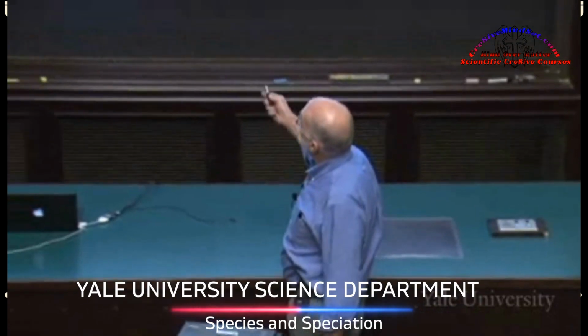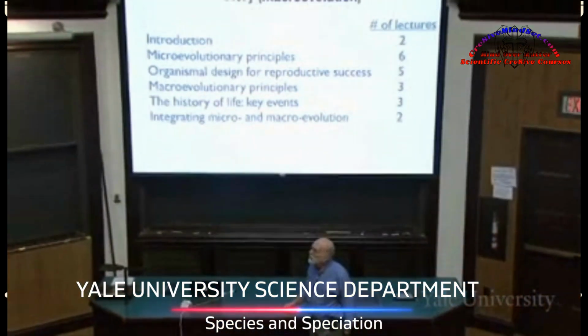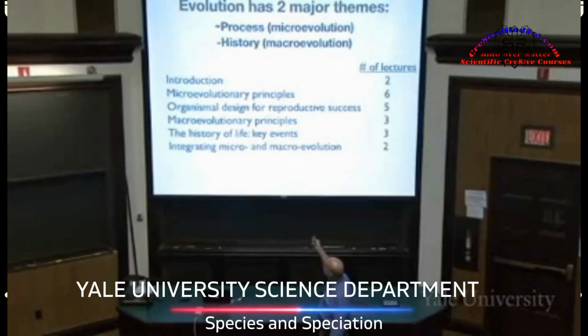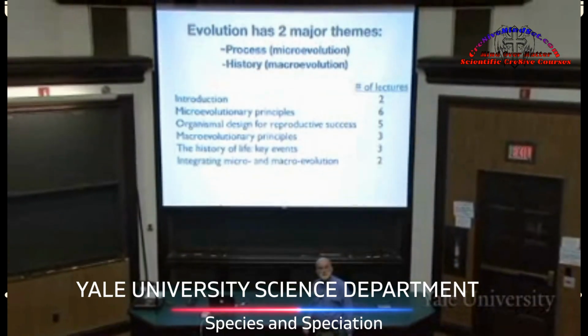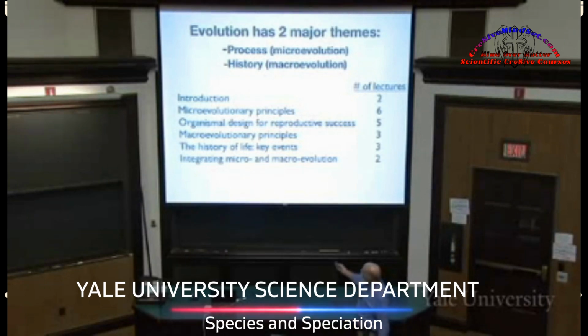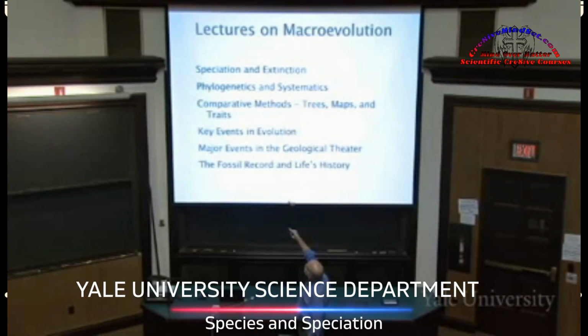And you'll recall that in microevolution we had 6 lectures on microevolutionary principles. And then we had 5 lectures that we just completed last time on how phenotypes, organisms, are designed for reproductive success. We're now going to make the transition into macroevolutionary principles with the process that connects microevolution to macroevolution, and that is speciation. So as we now move into macroevolution, today's talk is really mostly about speciation.